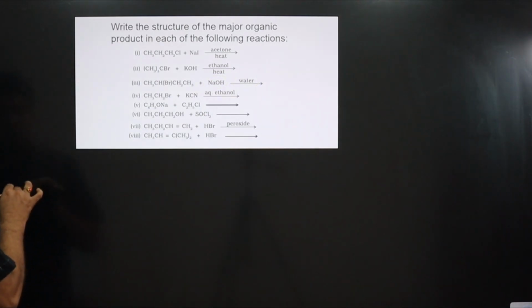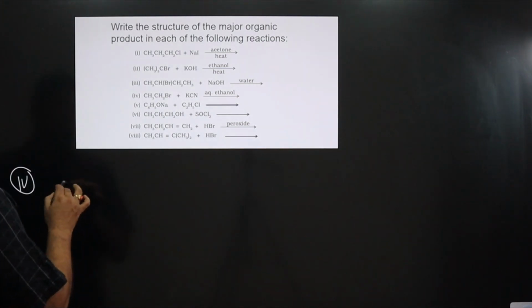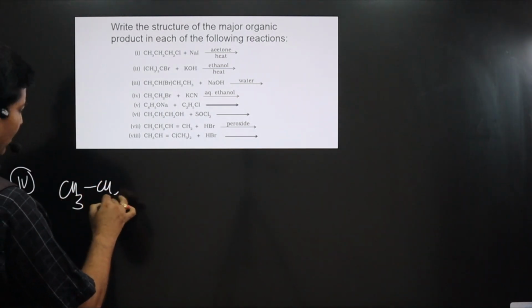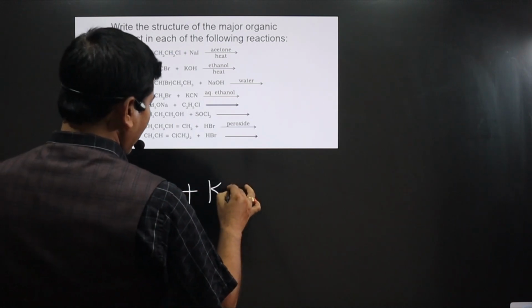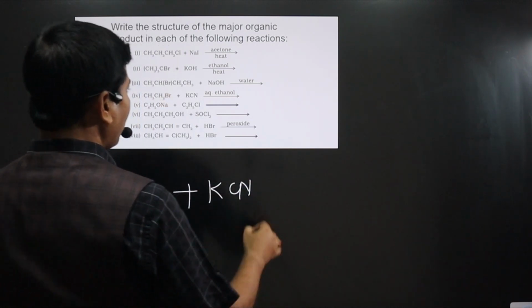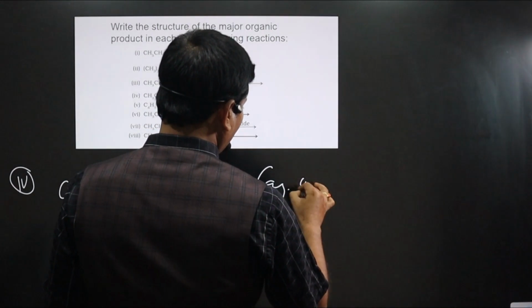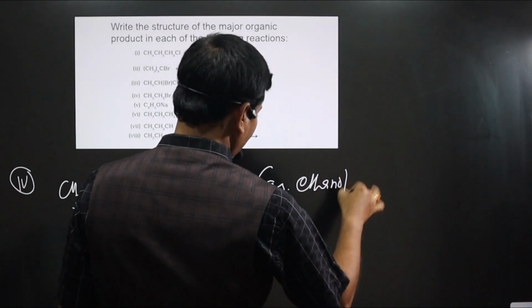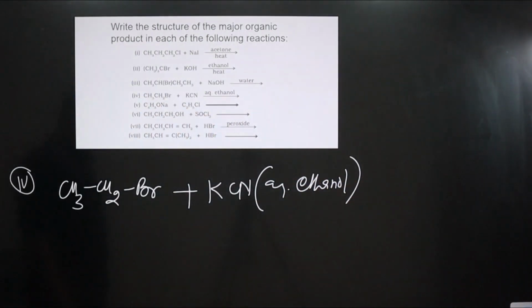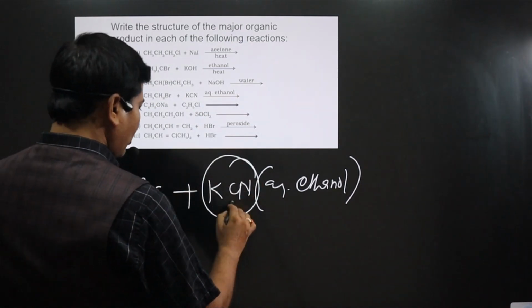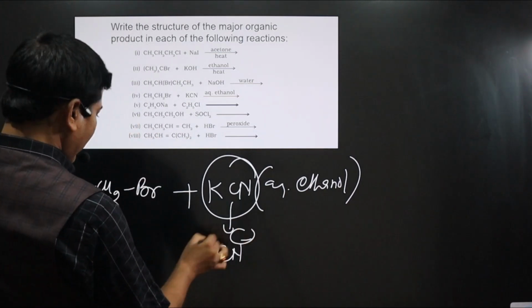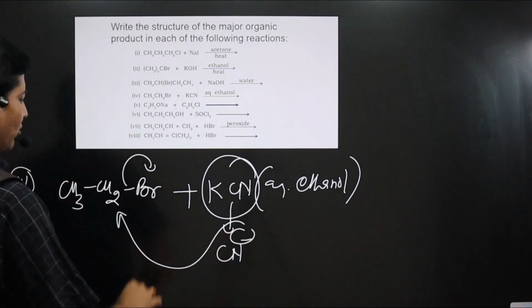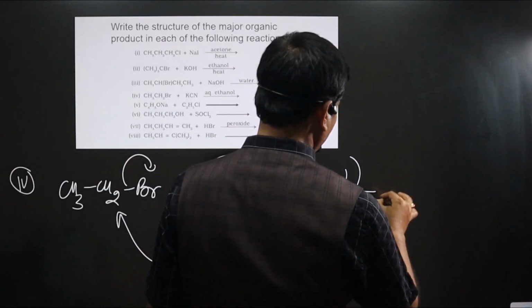Next we have the fourth one. In this case we have CH3, CH2 and Br. We have KCN, and you can see we have aqueous ethanol. It will also cause a nucleophilic substitution reaction. From here we can get a strong nucleophile, CN minus ion. It will kick out the weak nucleophile. Substitution reaction will be taking place.